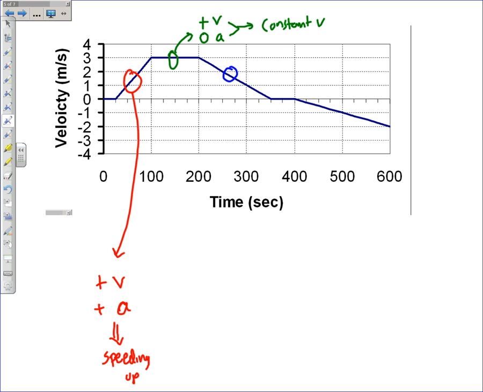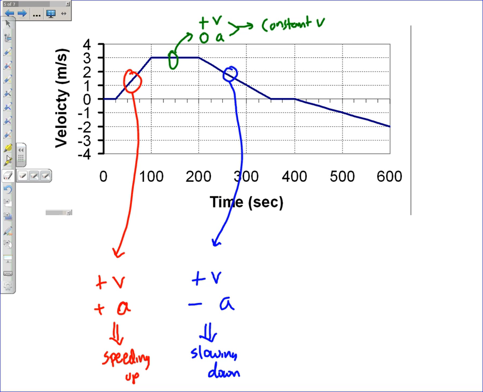During this section, the velocity values are still positive because they're all above the x-axis, but the acceleration values are negative. Positive velocity but negative acceleration, because the slope of that velocity graph is negative during that time, and that gives me a slowing down effect. If you look at your velocity values, they keep getting closer and closer to zero. That's slowing down in the positive direction.